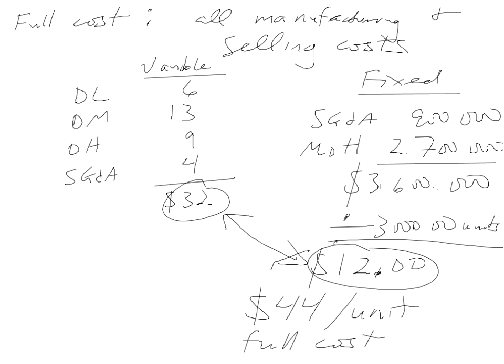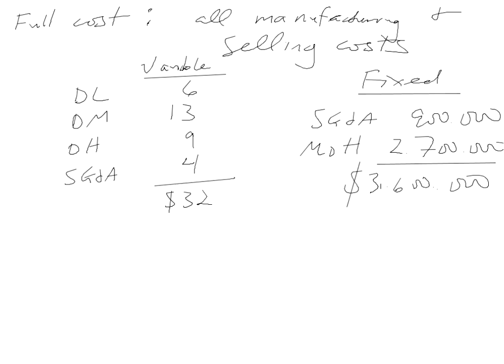Okay, so that's for 300,000 units. Now, the question also wants us to calculate for 400,000 units. So when we're doing 400,000 units, our variable costs are the same, like I said earlier. The cost per unit is the same, but our fixed cost per unit is going to change because we're going to have to divide by a different number.